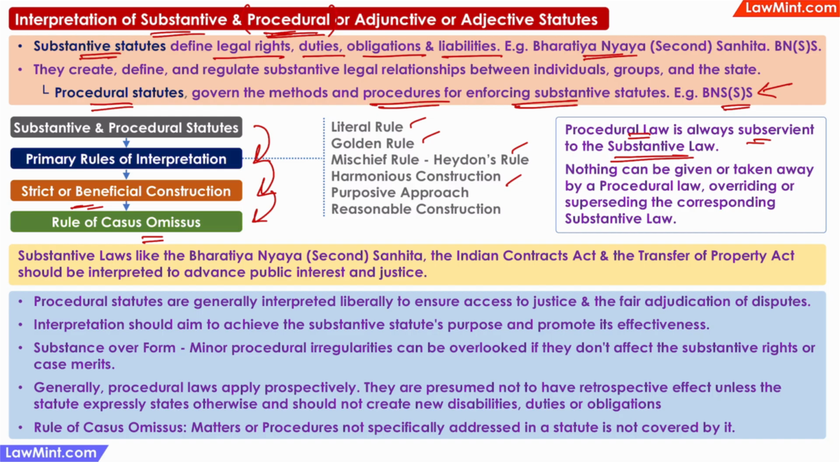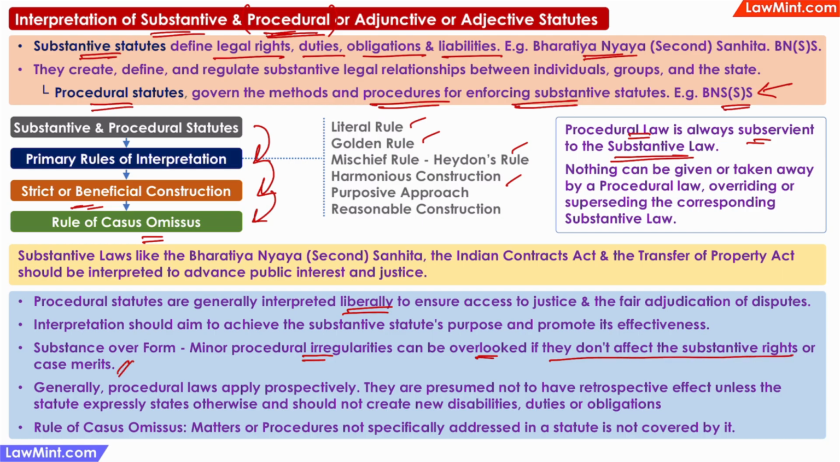Procedural statutes are generally interpreted liberally because their purpose is to enable the implementation of the substantive law and not become a roadblock. The Supreme Court has also noted that a substantive right accrued to the litigant should not be defeated by citing a procedural defect that is capable of being cured. Which means that minor procedural irregularities can be overlooked if they don't affect the substantive rights or the merits of the case.